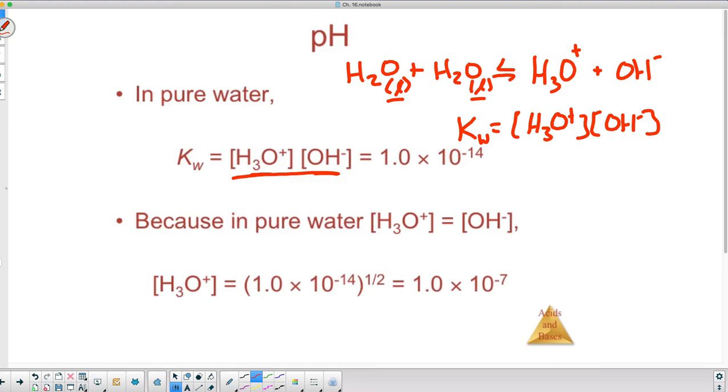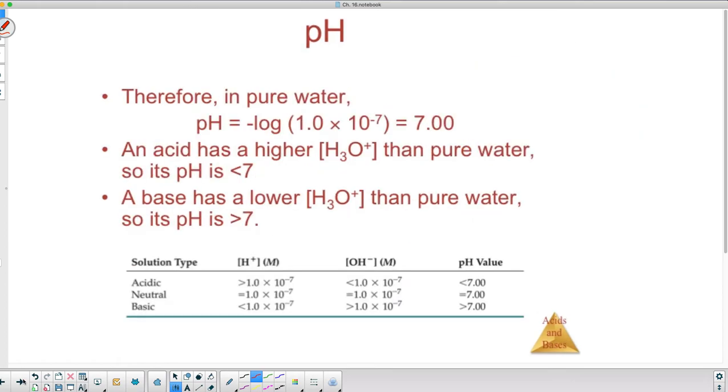So this says that because in pure water these two are equal to each other, we take the one half power of that, which is what I was talking about before on the other slide. So let's keep going.